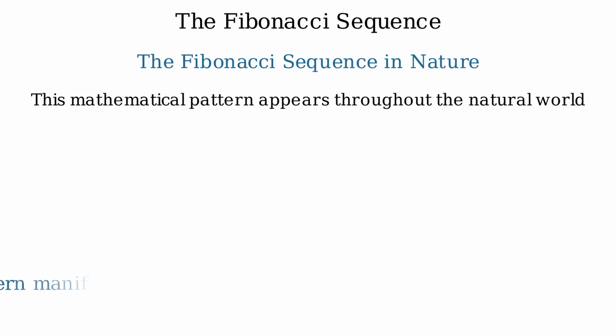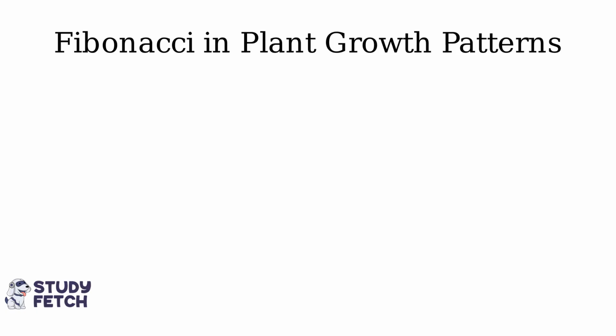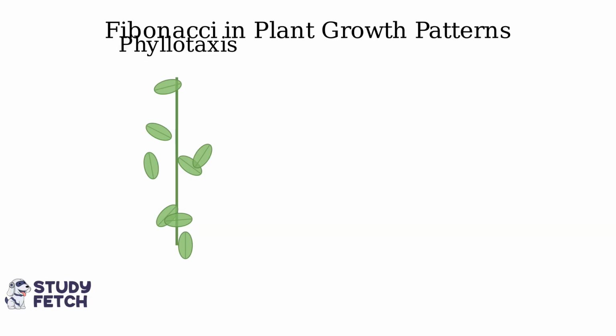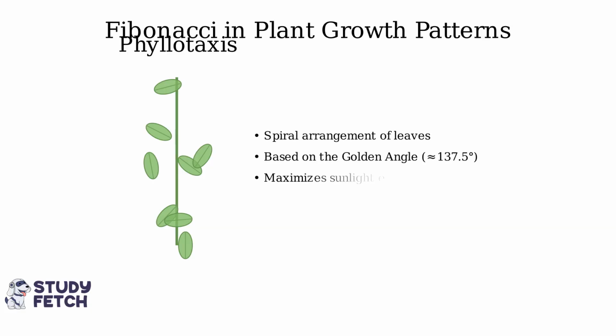Now let's explore how this pattern manifests in plant growth. Plants exhibit Fibonacci patterns in truly remarkable ways. The spiral arrangement of leaves around a stem, known as phyllotaxis, often follows the Fibonacci sequence. This arrangement is based on the golden angle of approximately 137.5 degrees, which ensures each leaf receives maximum sunlight without being blocked by leaves above. As new leaves grow, they position themselves at this golden angle from the previous leaf, creating the optimal spacing.